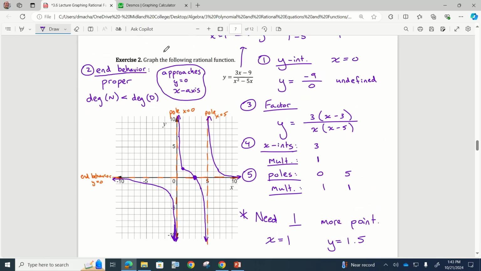Any questions about that example? All right, we'll keep going.